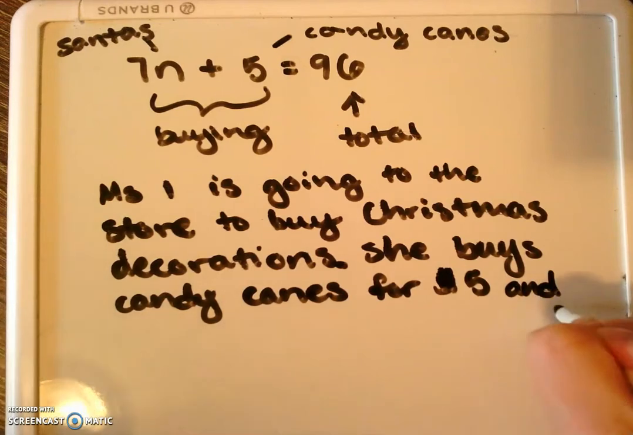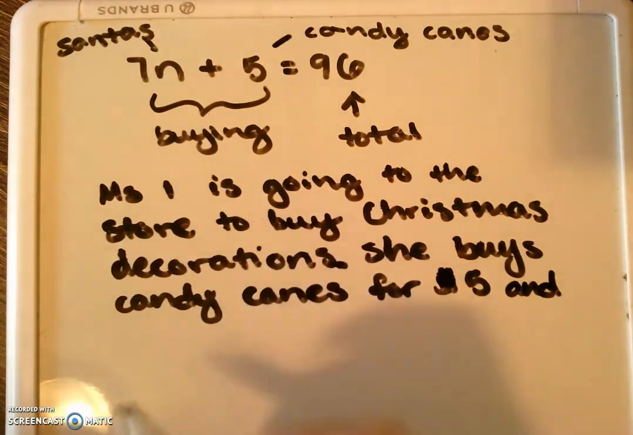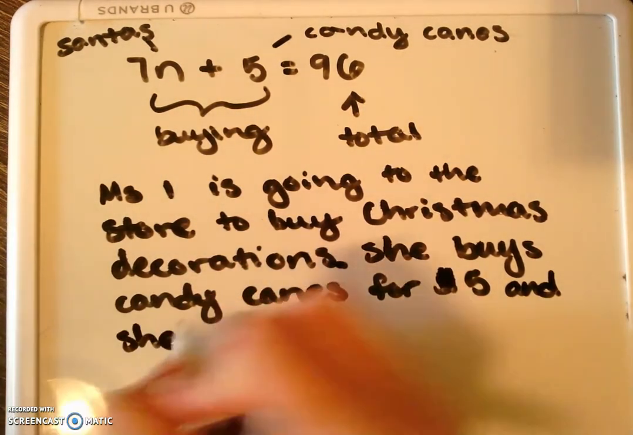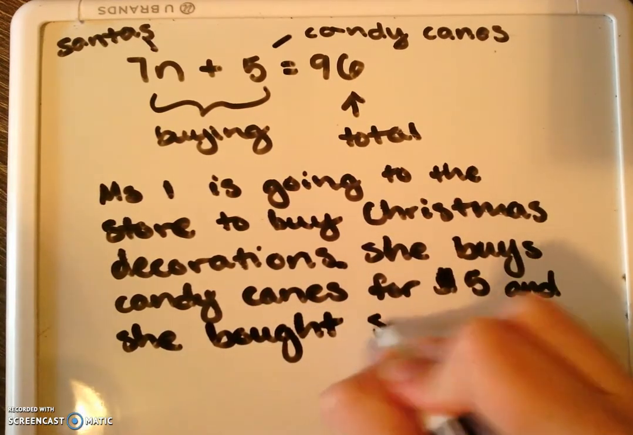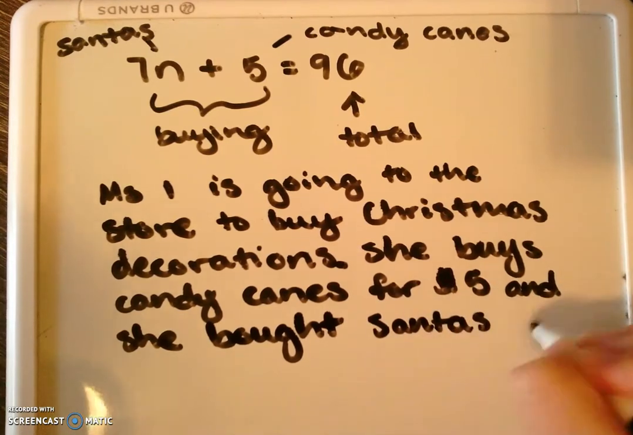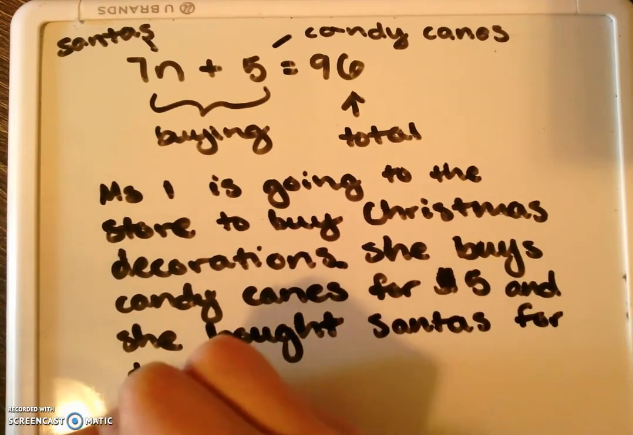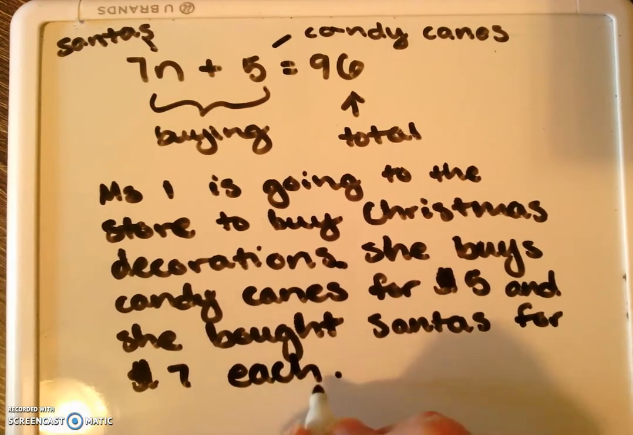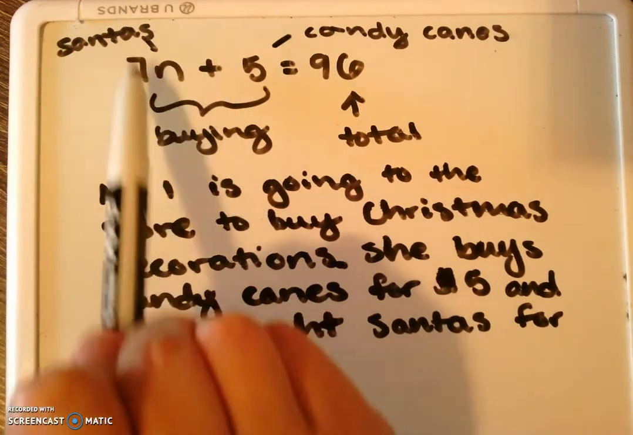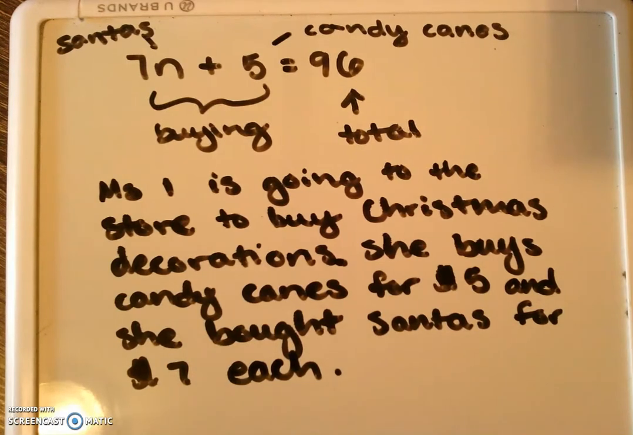And, remember, and means plus. She bought Santas for $7 each. This word each tells me that I have a variable. You do need to have something that signifies your variable. So each or per, something like that. You can look at some of those keywords we've had in other problems.